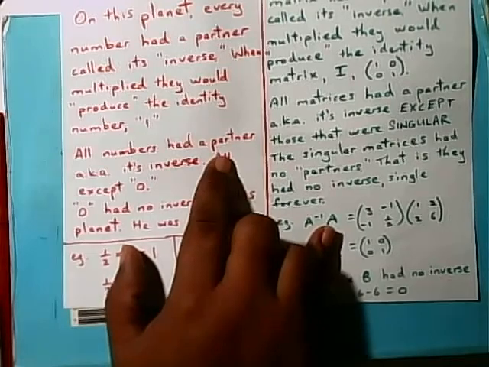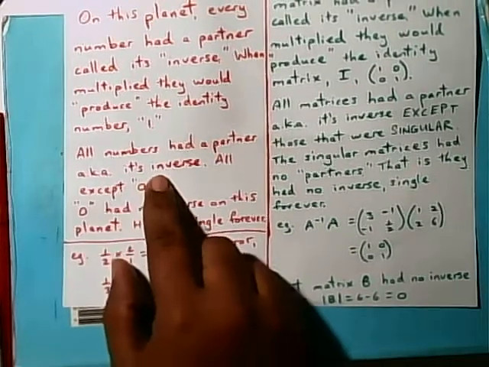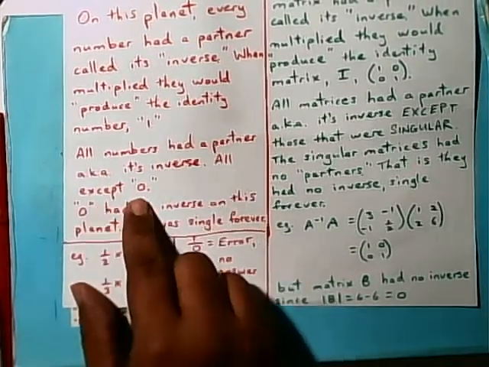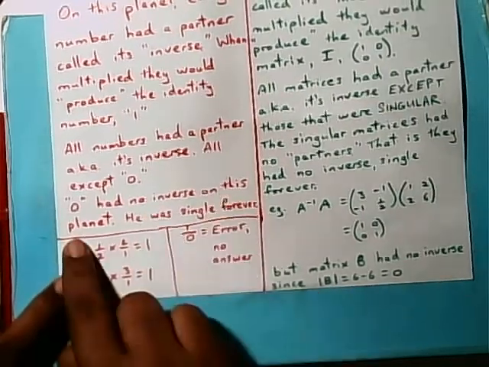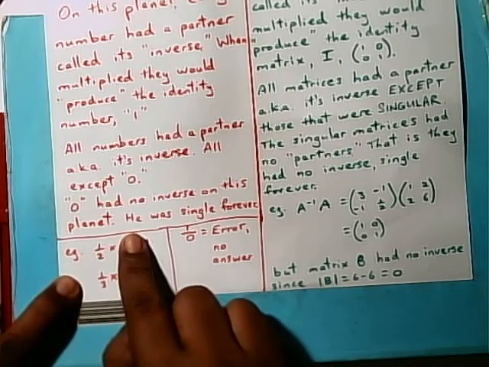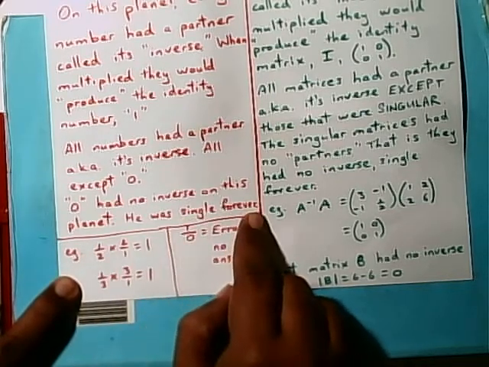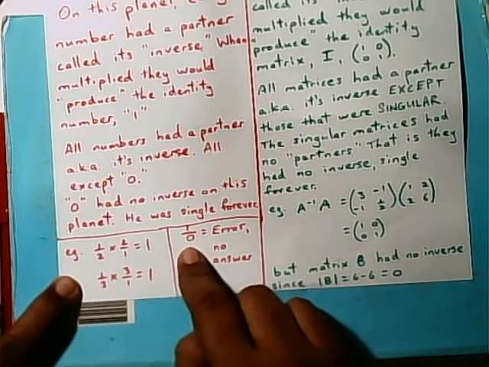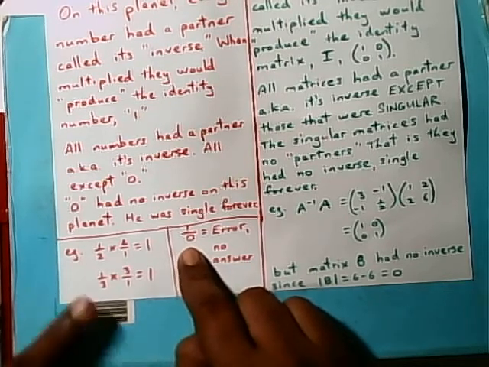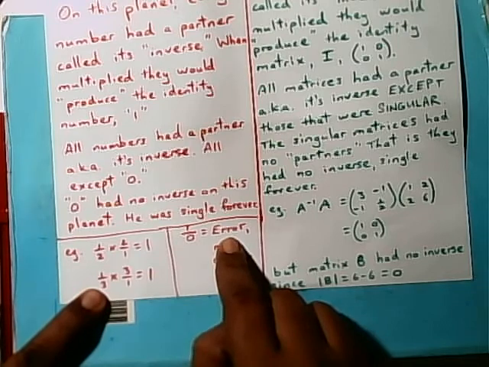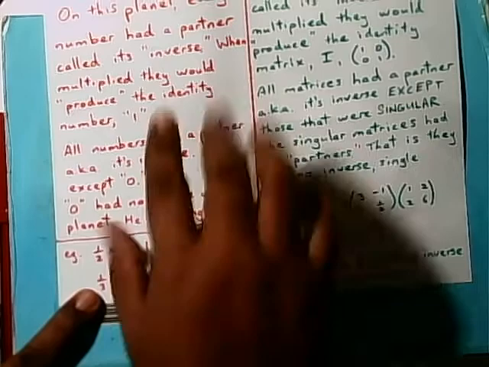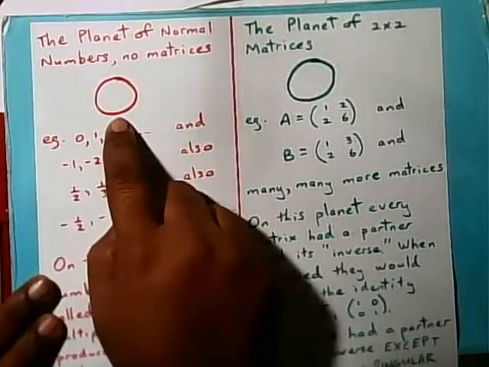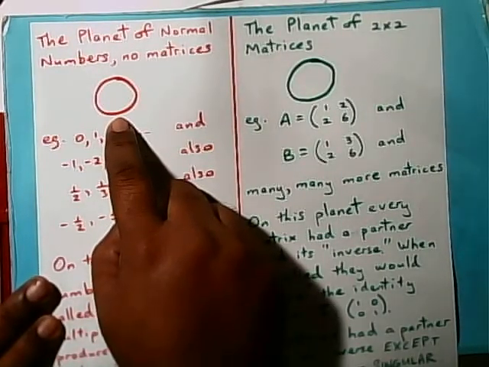All numbers had a partner, also known as its inverse. All the numbers except the number 0. 0 had no inverse on this planet. So you could say he was single forever. If we try to find the inverse of 0, 1 over 0, on your calculator you'll get an error. In maths we say we have no answer, or the answer is not defined. So on this planet, the only single guy was 0. Everybody else married. They had a partner.